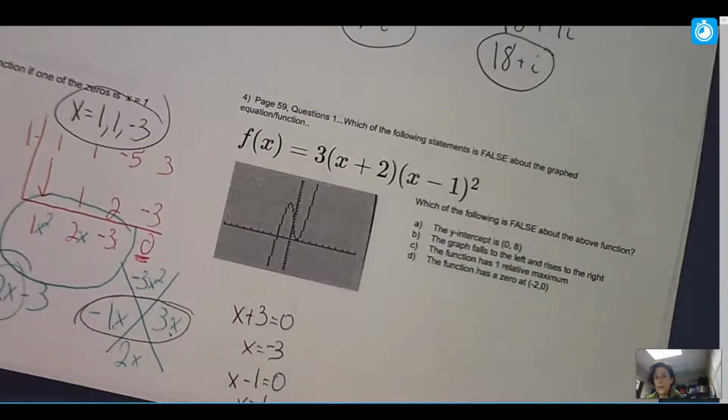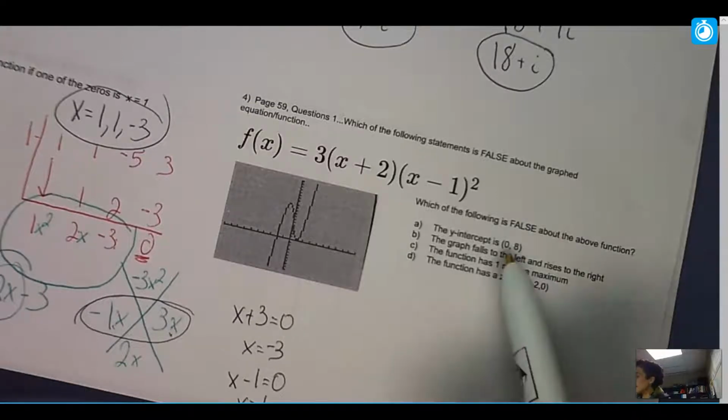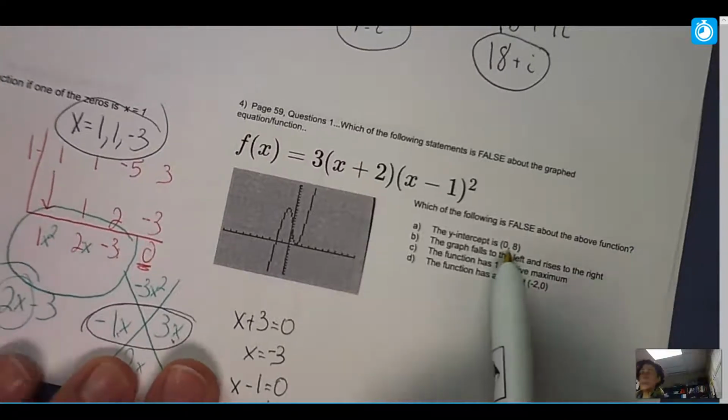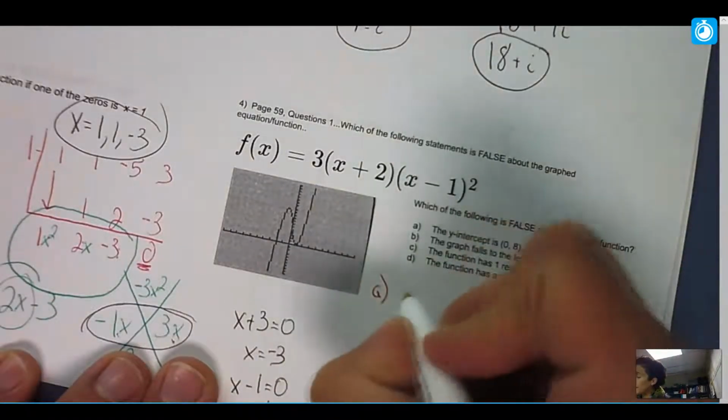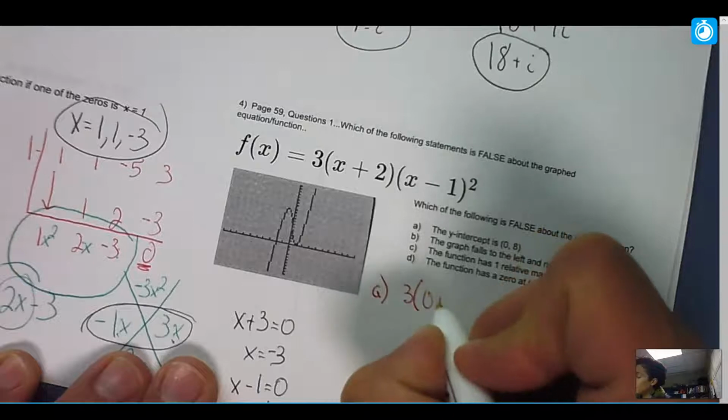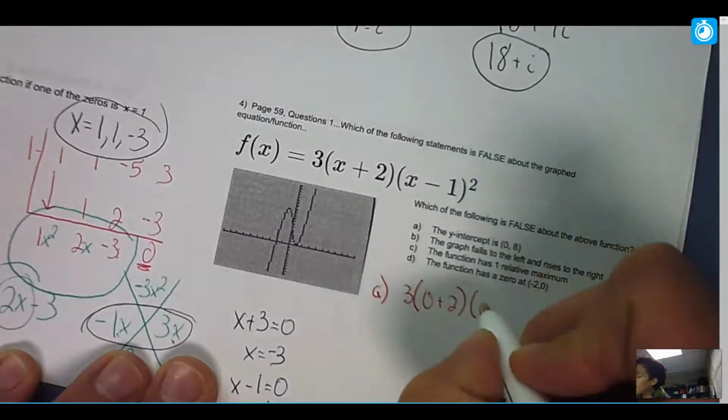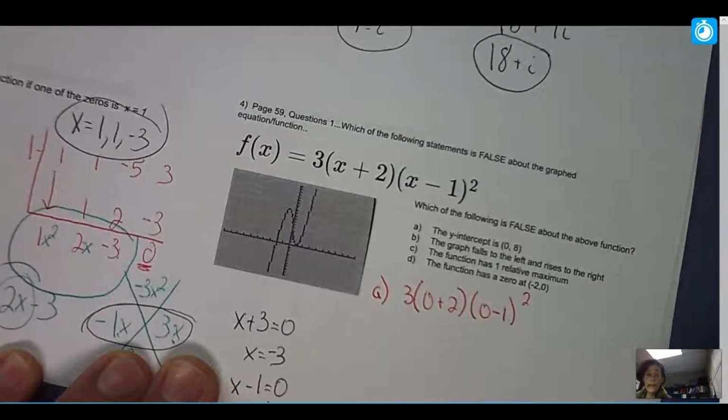Without the calculator, I would just run through and check these out. So the y-intercept is 0, 8. All y-intercepts have an x value of 0. So this is for checking A. If I just put 0 in for x and follow my order of operations, will I get 8?